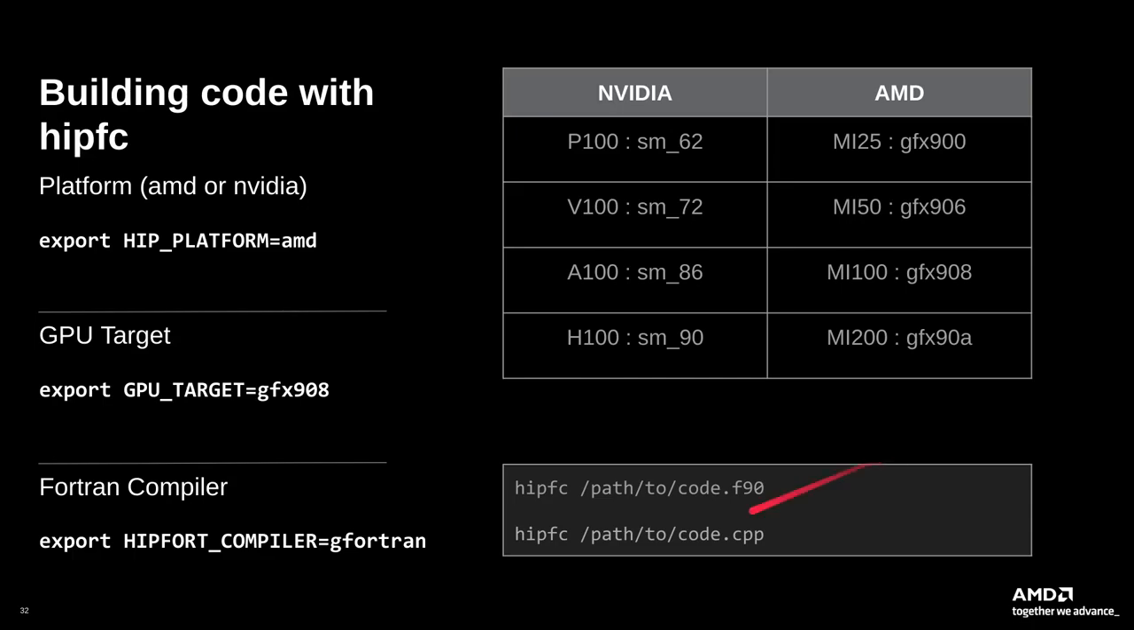So you still have the options to set the hip platform as well as the GPU target using environment variables. You now also have the ability to set the preferred Fortran compiler that you want to use by using the hipfort compiler environment variable. So this could be gfortran, it could be AMD flang, it could be ifort, it could be whatever you prefer to use for building your host side code.